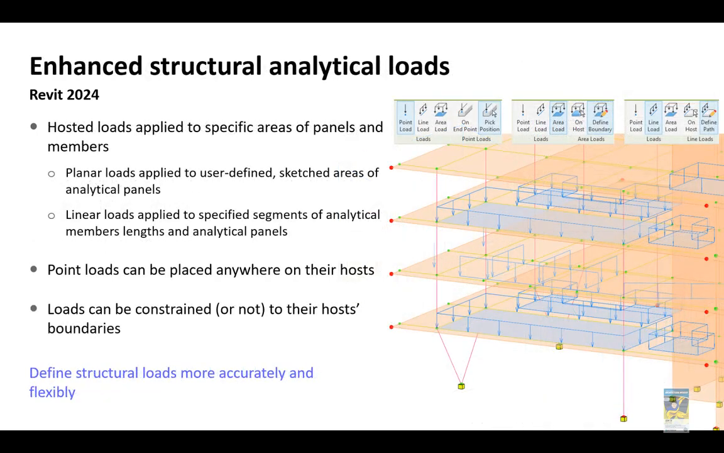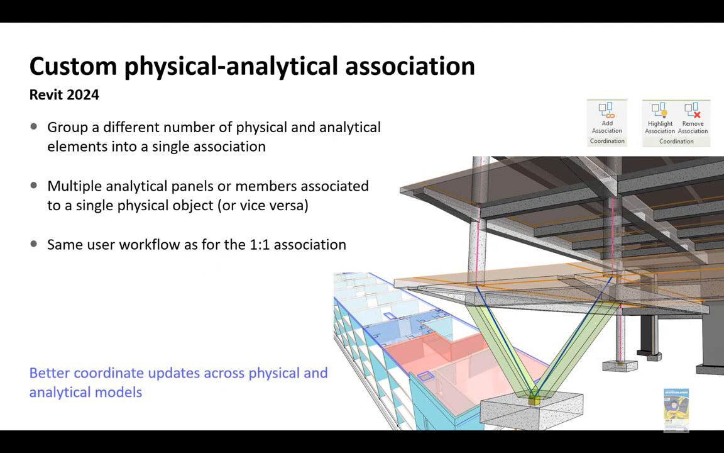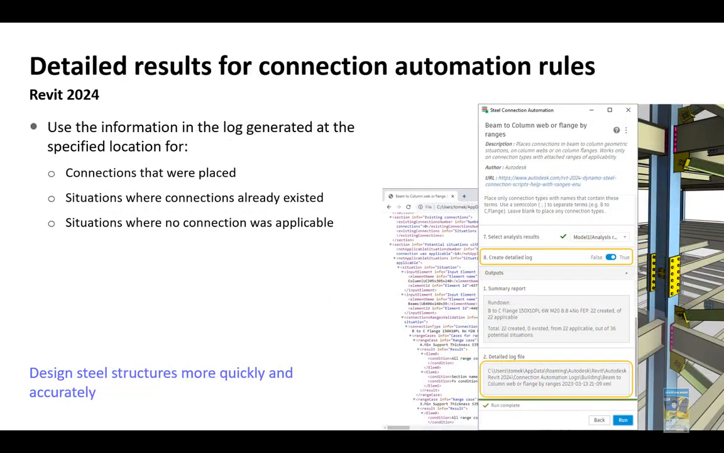You have enhanced structural and analytical loads, so hosted loads applied to specific areas of panels and members. You have structural area loads that are color-coded now, so it's easier for you to visually see. You have custom physical analytical association as well, so you can group a different number of physical and analytical elements into a single association. You have detailed results for your connection automation rules, so using the information in the log generated at a specific location.